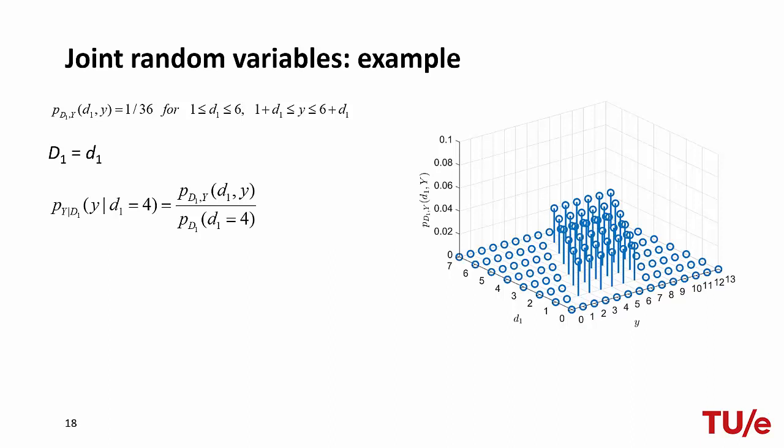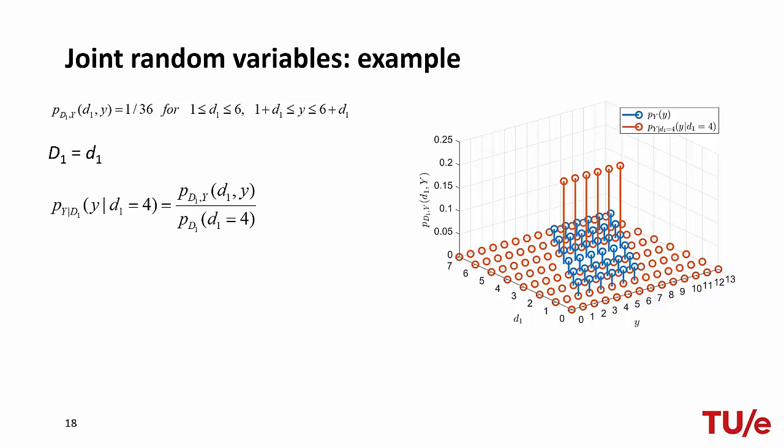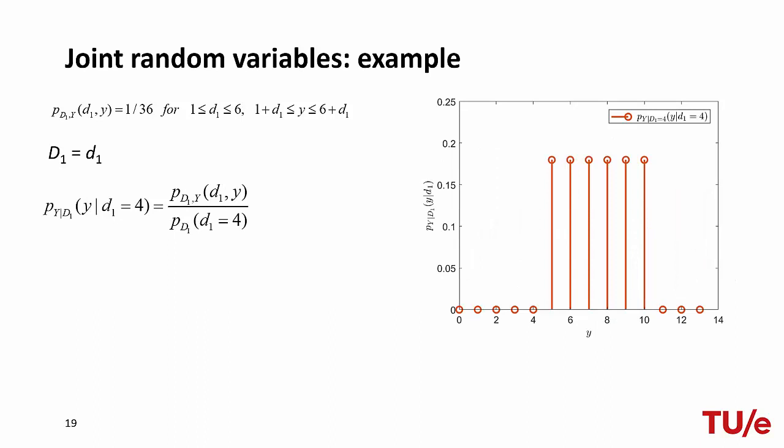Suppose that we observe d1 equals 4. Then to obtain the conditional PMF, we need to set to 0 any d1 different than 4 and normalize the values of the joint PMF for which d1 equals 4 by the probability of d1 equals 4, which is 1 over 6. By doing so, we obtain the conditional PMF given in the right plot. This is given by 1 over 6 for any value in the range, but now the range has changed. Now it is between 5 and 10. In fact, if we obtain a 4 in the first row, then the sum can only be between 5 and 10.